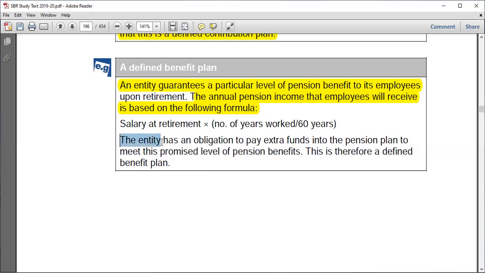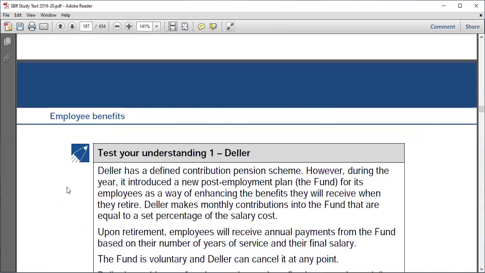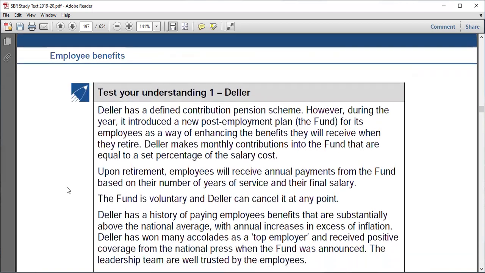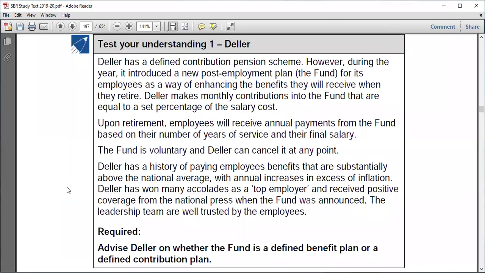So what we do know is that an entity has an obligation to pay extra funds into the pension plan to meet its promised level of pension benefits. So if the benefits required are much higher than what has already been invested, then an entity has to make a compensation. And this is called a defined benefit plan. Okay, now let's take a look at this example here and see what we can do.